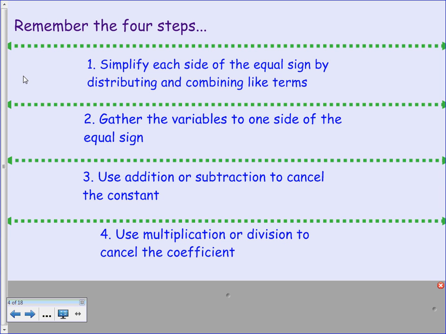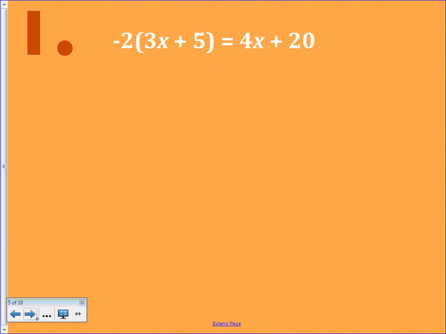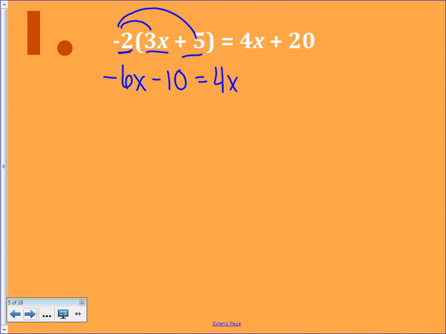So you practiced that yesterday solving equations. We're going to use it again today for the inequalities. So let's just go back and solve a couple of equations just for good practice. So remember, the first thing you want to do is take care of that distributing. So we're taking that -2 and multiplying it into each thing. -2 times 3x gives us -6x. -2 times 5 is -10. And that's set equal to 4x plus 20.